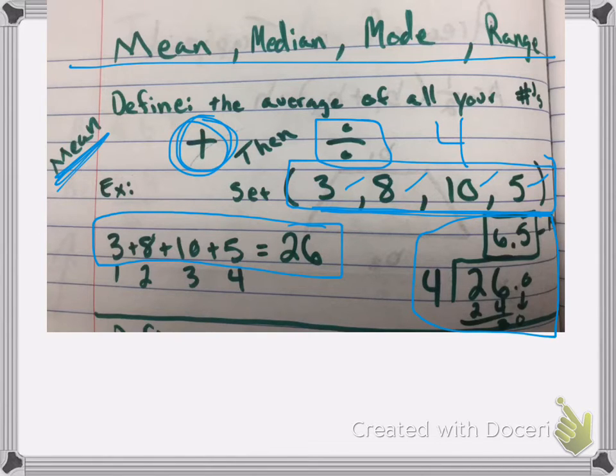I do this to find out average scores on tests. So if everybody got, let's say, an 85, a 65, a 75, I would average those scores together to see what the average for everybody was. For average, you add together, and then you divide by the number of numbers you have in your set.